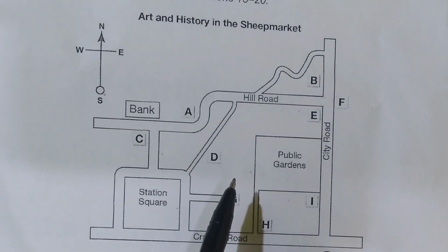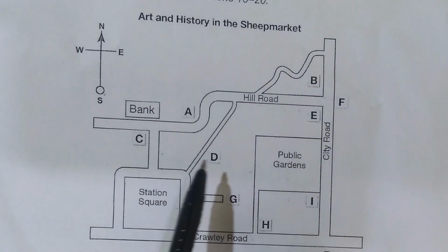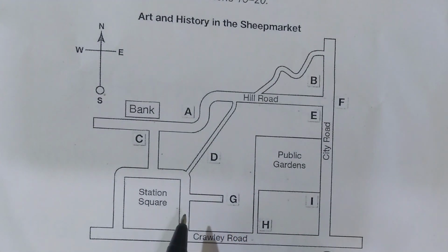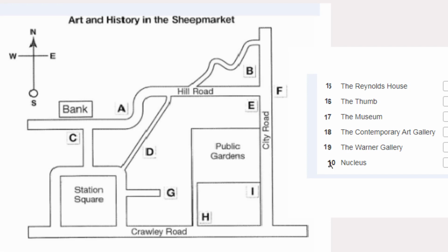So let's play the tape, and you have to do it first, and then later on we will discuss it in detail. You have some time to look at questions 15 to 20.